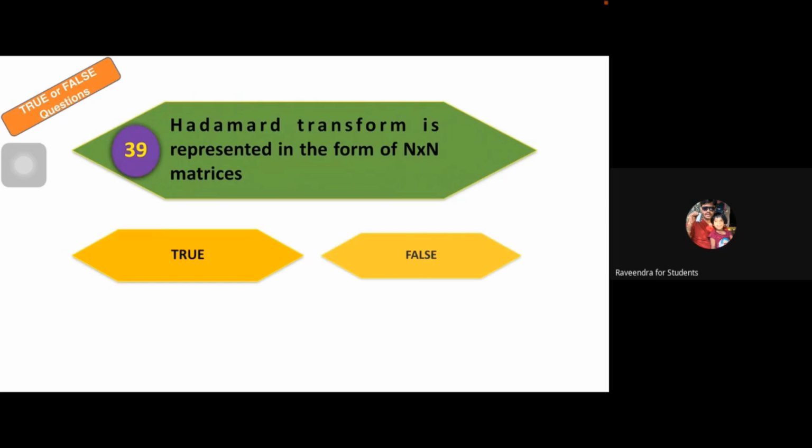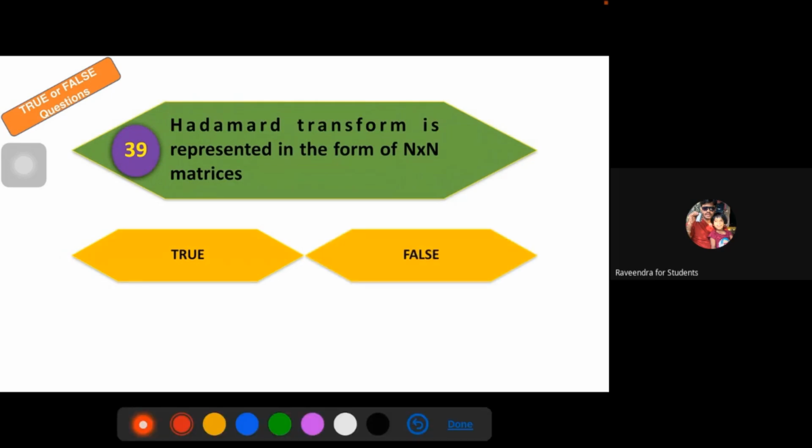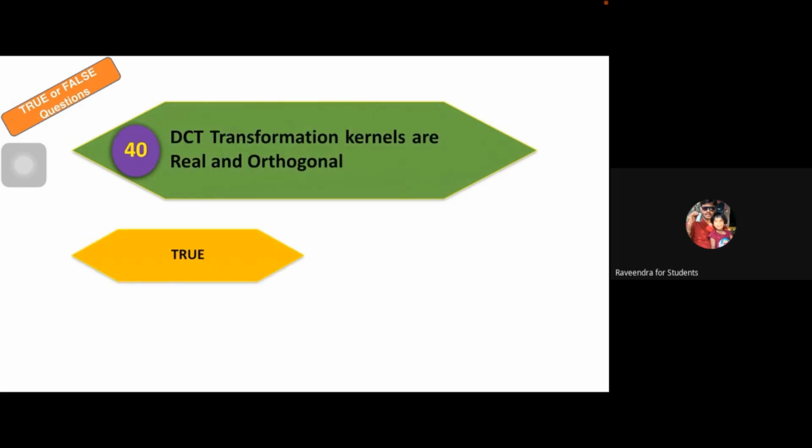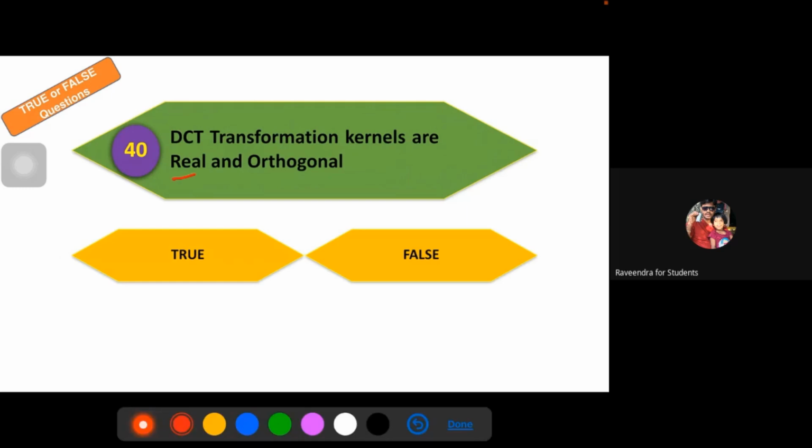Next, Hadamard transform is represented in the form of n by n matrices. Yes, why not? It is also true. Then DCT transformation kernels are real and orthogonal. DCT, real and orthogonal, discrete cosine transform. Yes, it is true.